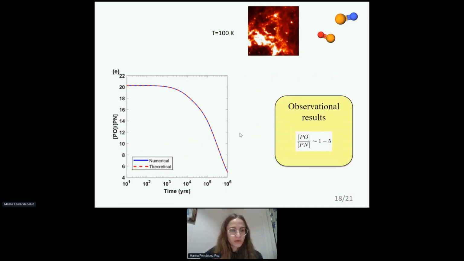And here I'm plotting the PO-PN ratio that I showed you before. That is a quantity of interest in astrochemistry. We can see that at the end of the time, it takes values between 4 and 6, which pretty much agrees with observational results. So it's nice.